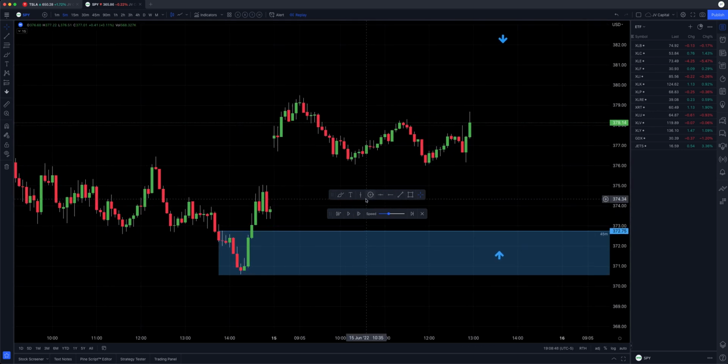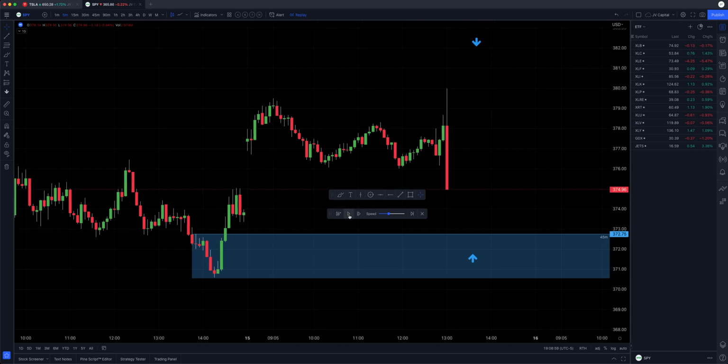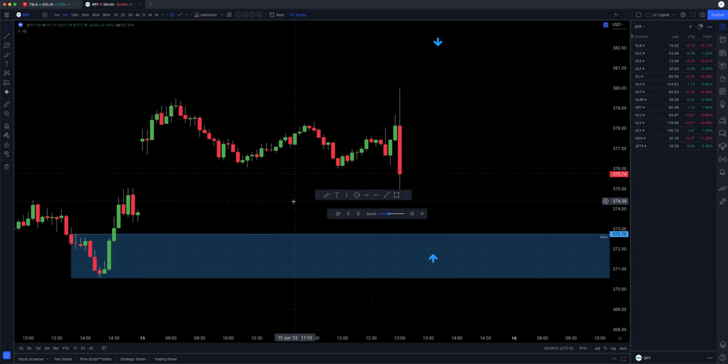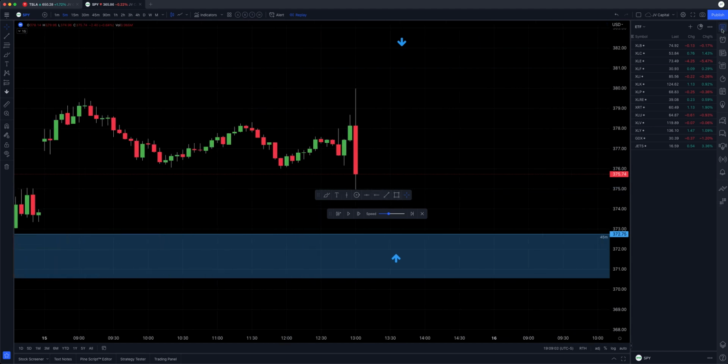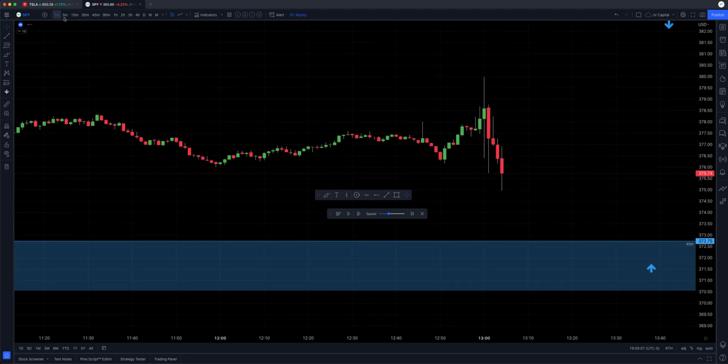So here it is. This is around the time when Jay Powell starts talking, and I'm going to do a 1 minute. Actually, I'll do a 5 minute. Once we get into the zone, though, I'll do a 1 minute just so that you can watch it. So if you look right here, that already looks really bad. That big candle. And let's go to a 1 minute.